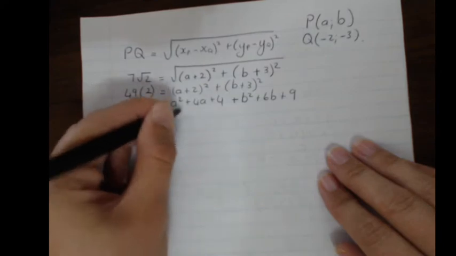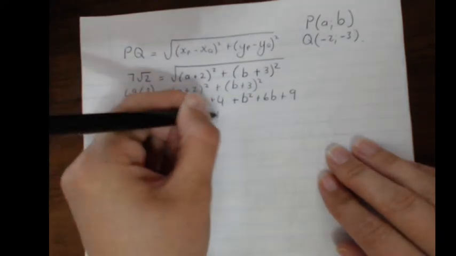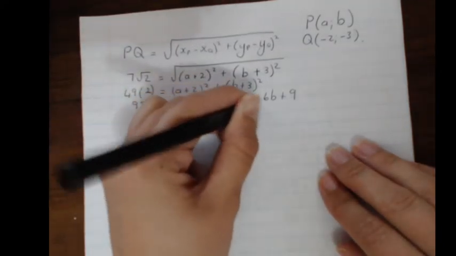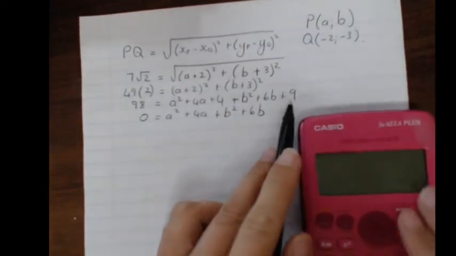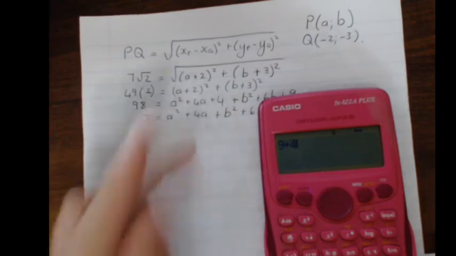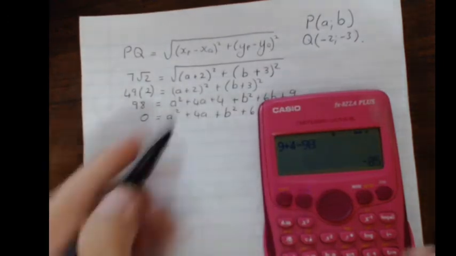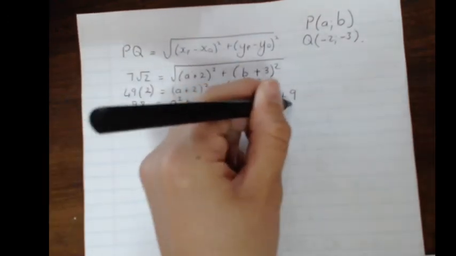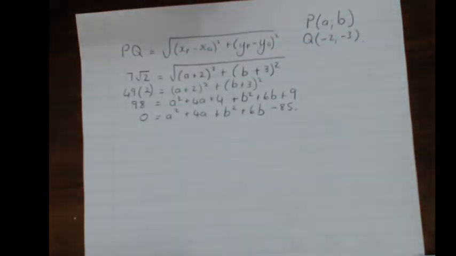So I have a squared plus 4a plus b squared plus 6b, and then I have on this side 9 plus 4, 9 plus 4, subtract the 98, so minus 85. Okay, so yeah, that's my one equation in terms of a and b that I have.